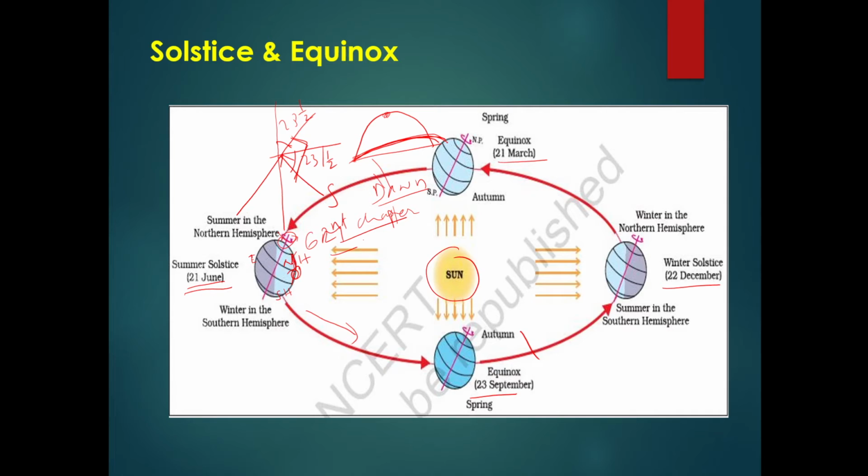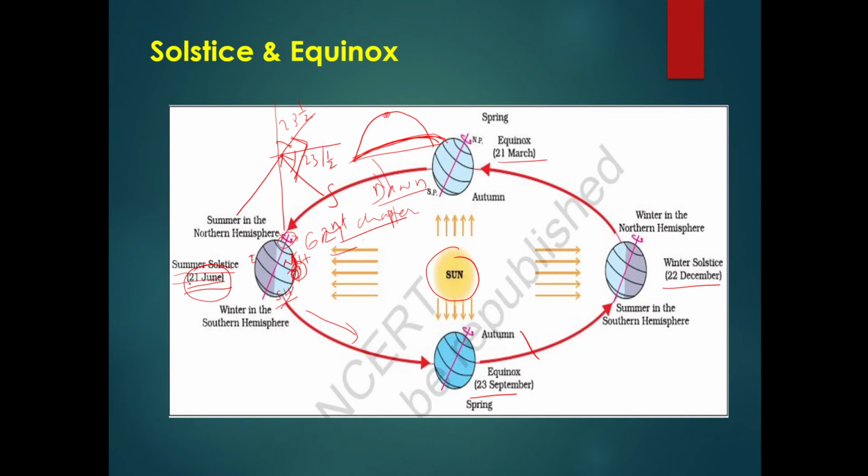Okay, so the sun rays directly fall on the Tropic of Cancer, so this side has summer, and the southern hemisphere will have winter. So the northern hemisphere has the biggest day and shortest night. At the same time the southern hemisphere has the biggest night and shortest day. So this position is known as the summer solstice. Okay, this is the summer solstice, you can see it here.